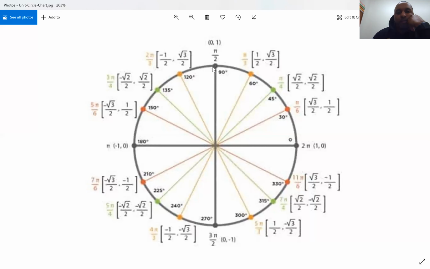Then here, the coordinates of 90 degrees is 0, 1. So you don't move left or right for X. So that's 0, and then you go up 1. And so that's your unit circle, and it's all based on your Cartesian coordinate plane as its foundation. So 30 degrees is square root of 3/2 and 1/2. 45 degrees, square root of 2/2, square root of 2/2. And then 60 degrees is 1/2, square root of 3/2.